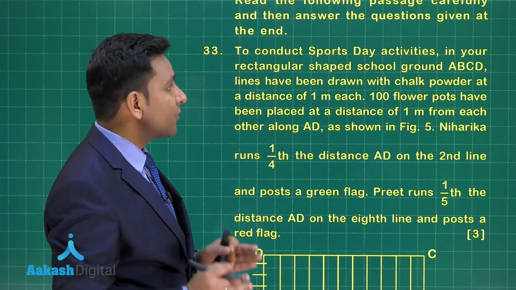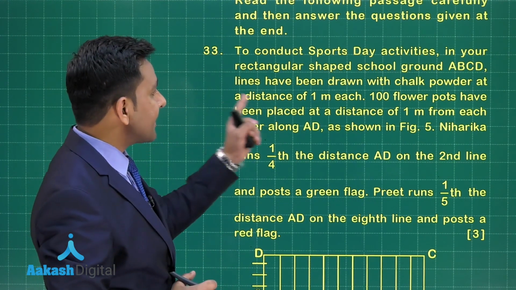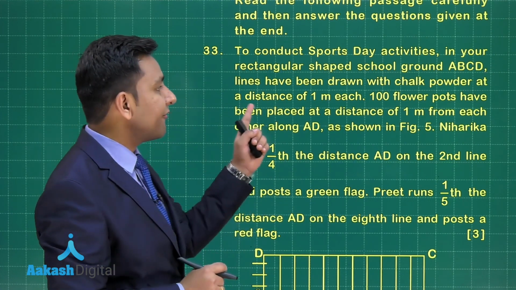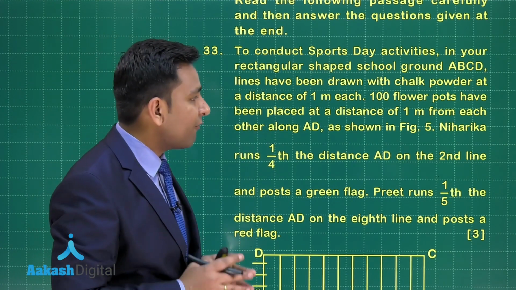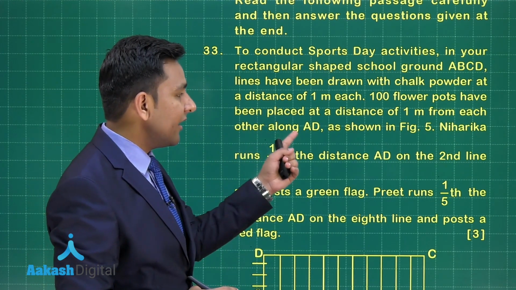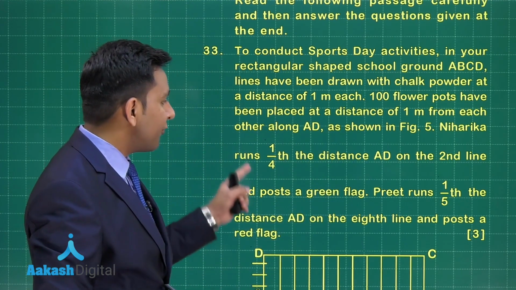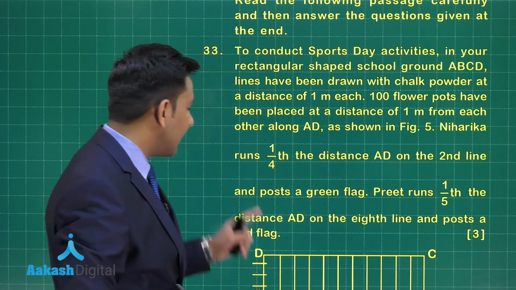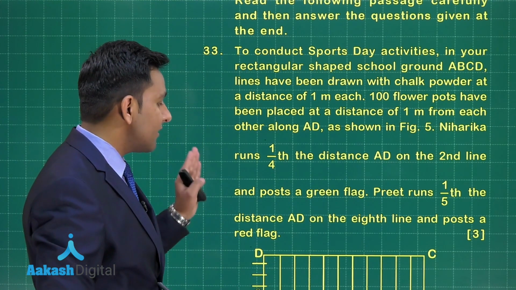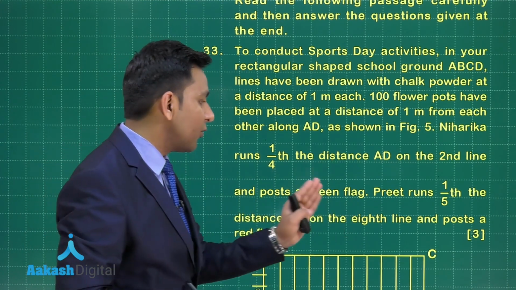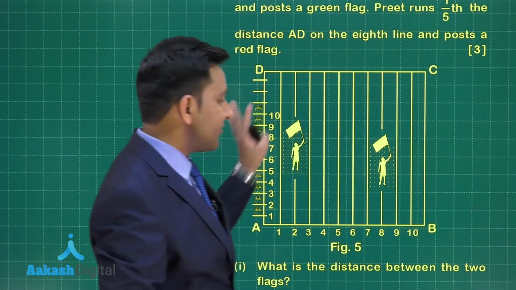To conduct sports day activities in your rectangular shaped school ground ABCD, lines have been drawn with chalk powder at a distance of 1 meter each. 100 flower pots have been placed at a distance of 1 meter from each other along AD as shown in figure number 5. Further, this question says Niharika runs 1/4 the distance AD on the second line and posts a green flag. Preet runs 1/5 the distance AD on 8th line and posts a red flag. So these informations are represented in this diagram.